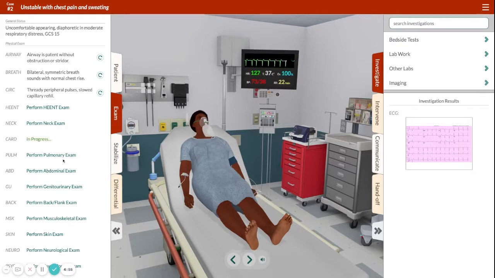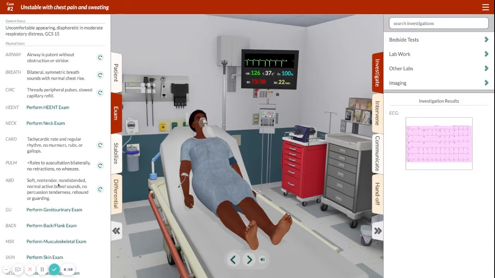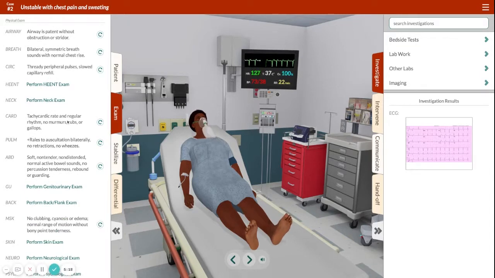Next, I'd want to look at her heart, lung, and abdominal exams. We note that she's tachycardic. There's no appreciable murmurs. On lung exam, she has rales bilaterally consistent with pulmonary edema, and her abdomen is non-peritoneal. She has no tenderness and no distension. On extremity exam, there's no appreciable edema.